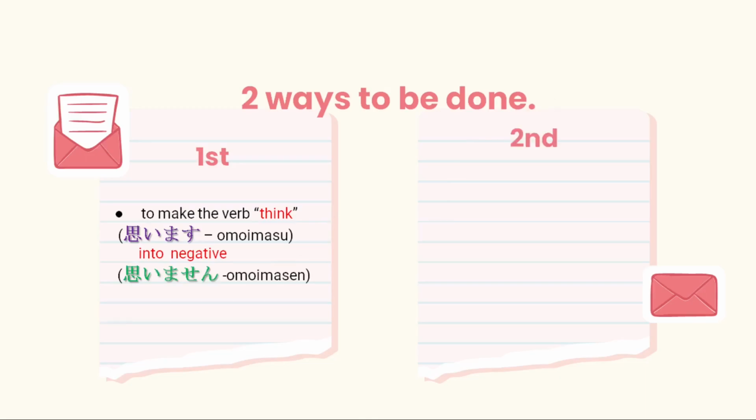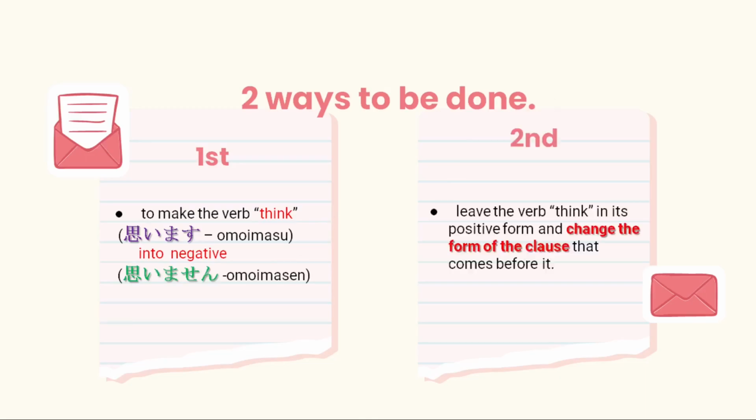Otherwise, the second way suggests that you just let the verb think, omoimasu, stay the very same way it is. Do not touch it. Instead, you change the form of the clause that comes before it. So 2 ways. First, you change the verb omoimasu into omoimasen. Or you change the verb or na-adjective or the e-adjective or anything that is in the clause. What do I mean by the clause? Your thought. You say, I think that.